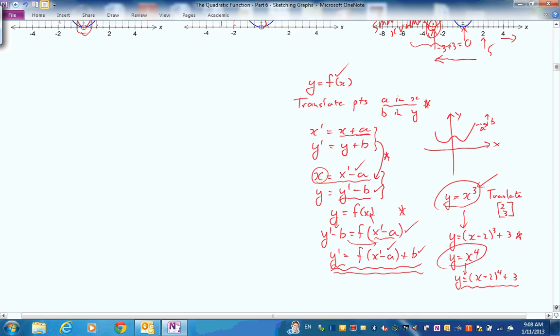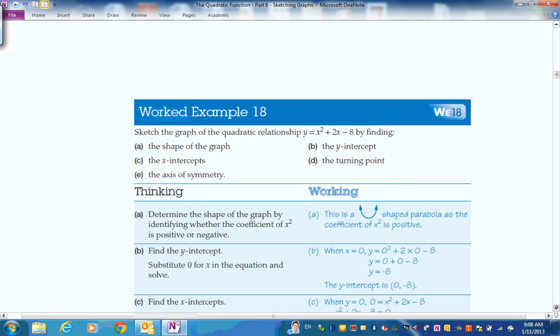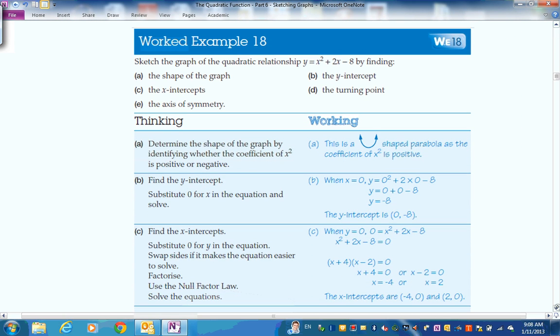All right, so let's go on and have a look. Let's do some examples from Pearson's now. And so what we're going to do is we have the power to do everything about the function. So let's see if we can do it for this function here. We want to find the shape.